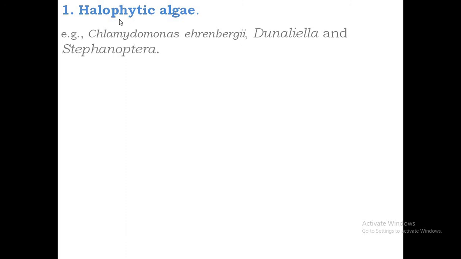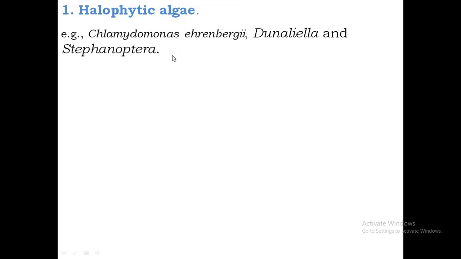1. Halophytic algae. There are many algae which occur in saline water of seas, but some others can withstand high concentration of salts and occur in salt lakes. They are called halophytes. Example Chlamydomonas ehrenbergii, Dunaliella, and Stephanoptera.